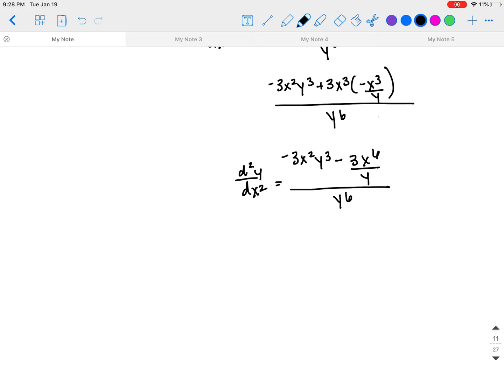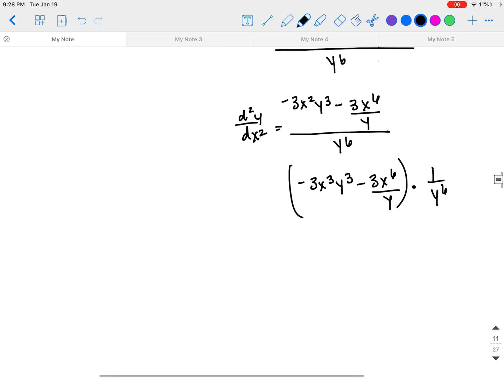However, you could also recognize that in the denominator here, dividing by y to the 6th is the same thing as multiplying by 1 over y to the 6th. And so with that interpretation, we can distribute this fraction, and we get negative 3x cubed y cubed all over y to the 6th minus 3x to the 6th divided by y to the 7th. Ooh, goodness gracious, look at me go.